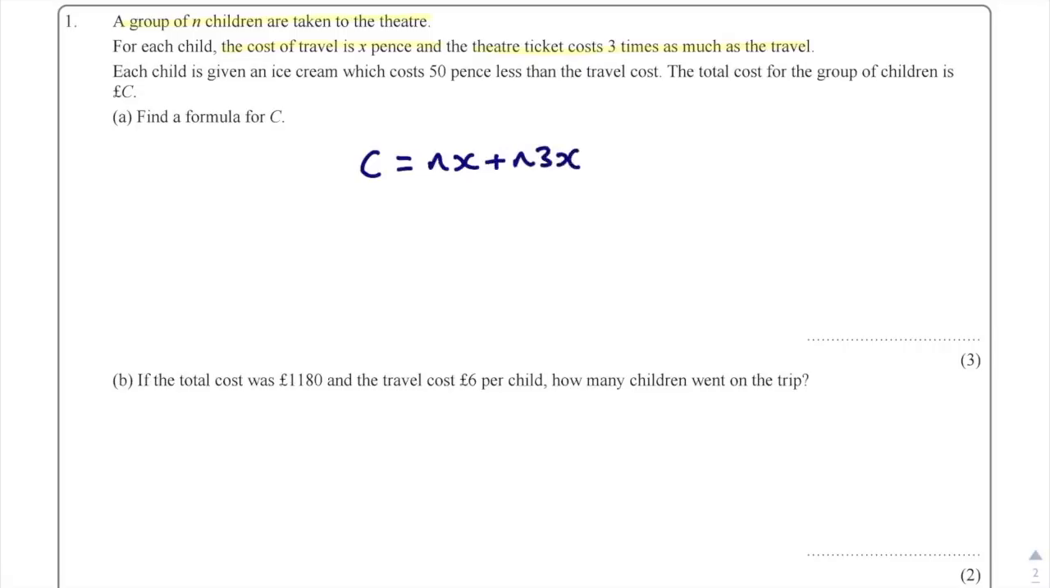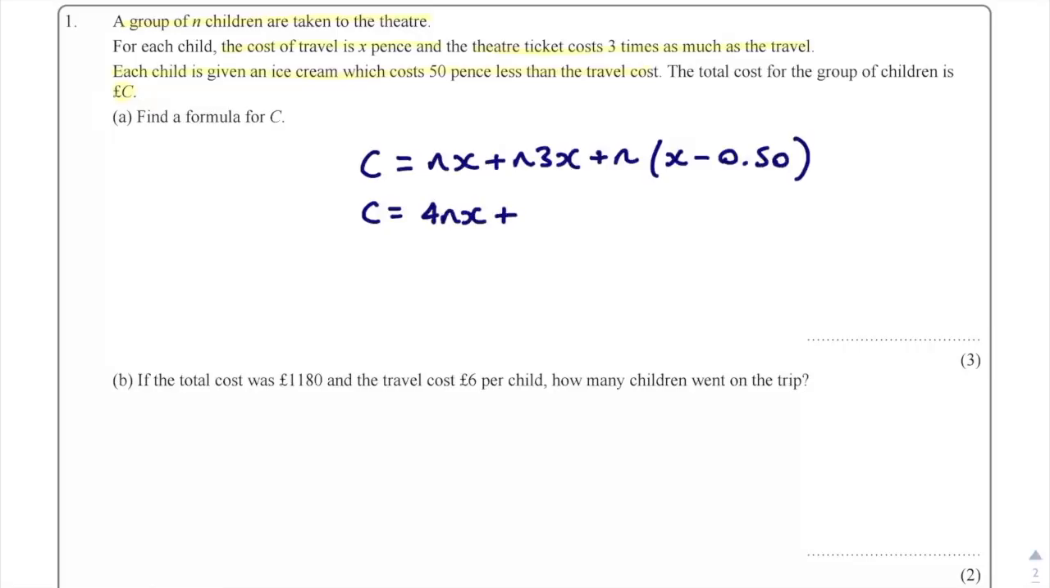And then this last bit, we're told that each child is given an ice cream which costs 50 pence less than the travel cost. Now, we've got to be slightly careful here. We know that the ice cream is 50p less than the travel cost. So if it's 50p less than the travel cost, and C is actually in terms of pounds, then we're going to have to convert 50p into pounds. So it's going to be 0.50. So they're going to buy n ice creams, which cost X minus 0.50. And if we simplify this, we're going to get 4nx.